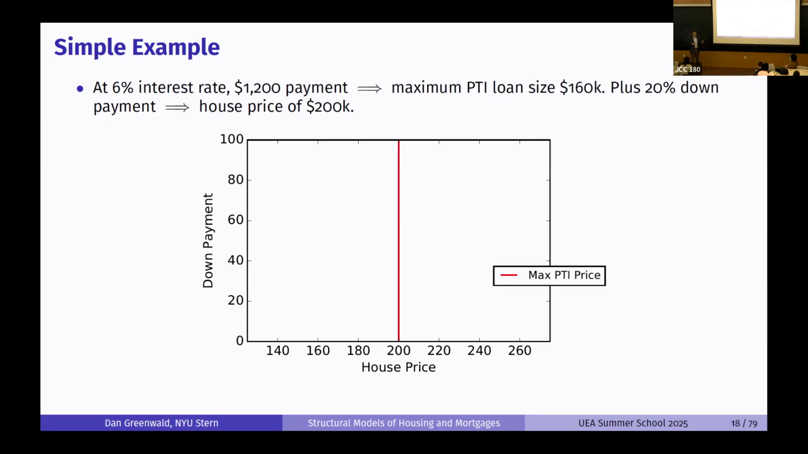So let's say you take that loan size and add in the fact that you have to make a minimum down payment of 20% on top of the loan. That would get you to a house price of $200,000, which I've drawn in red here. So if you buy this house, you put down 20% and borrow 80%, which is $160,000, exactly the amount you can borrow according to your income. So why is this price special?